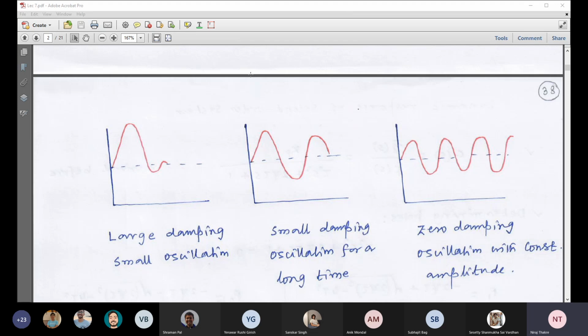So what is zeta for the last plot? Anyone? What is the zeta value for the last plot? Zero. Correct. For the last plot, zeta is zero. Now the question is, what do you mean by zeta less than zero? Sir, unstable system. Unstable. Yeah, that means what? Oscillation with increasing amplitude. Yes, increasing amplitude. Correct.